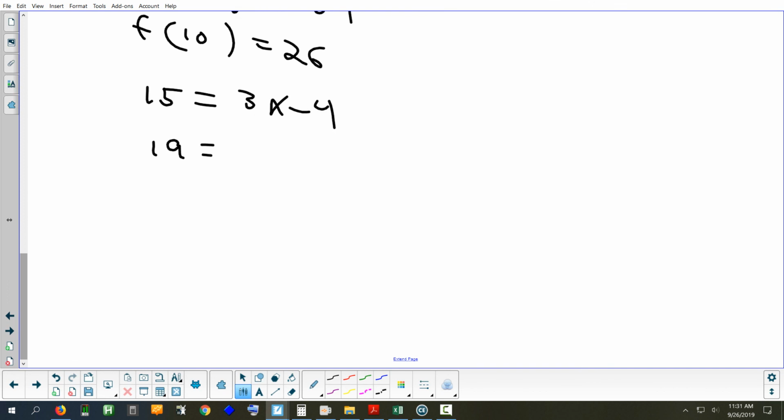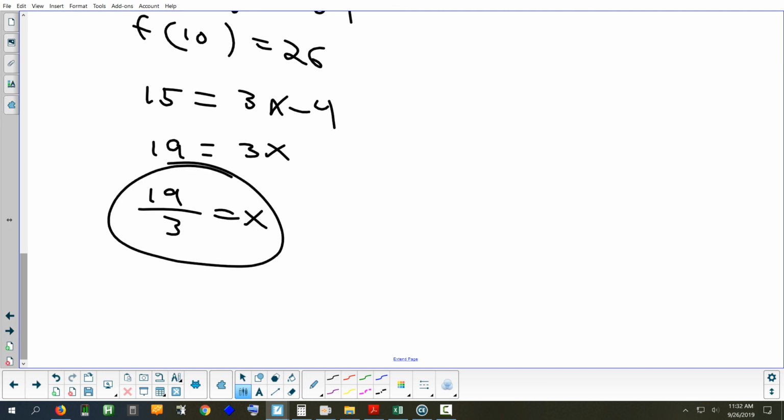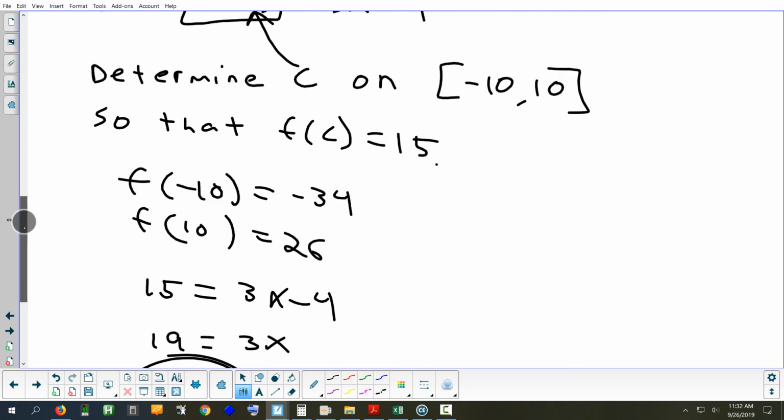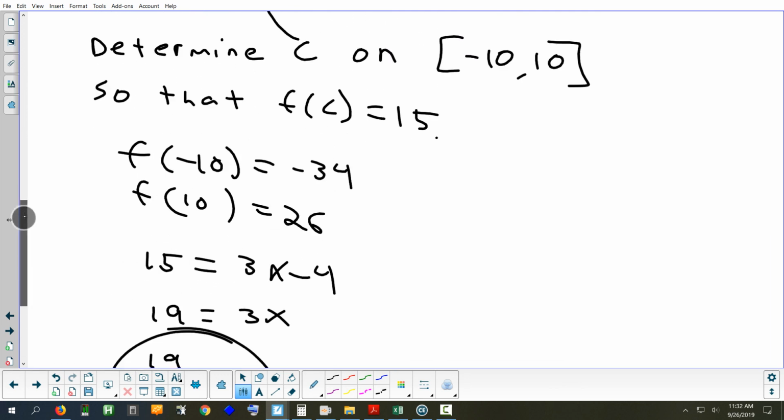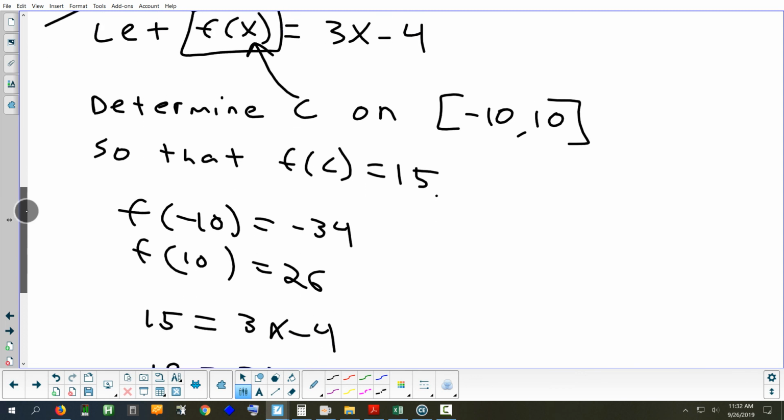So we get 19 equals 3x, or x equals 19 thirds. Is 19 thirds between -10 and 10? Yeah, it's right in the middle of that interval. We already knew it would be. And that's your answer. Okay.